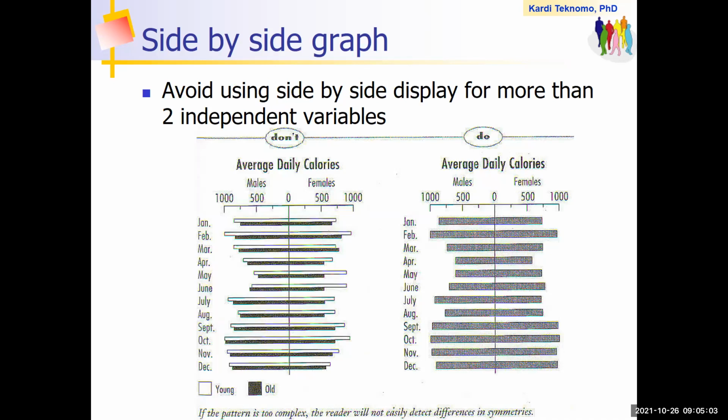Now, if you use side by side or tornado graph, use only one independent variable. Okay, don't do more than one. So if you have more than two independent variables, then you separate into two charts or three charts and so on.